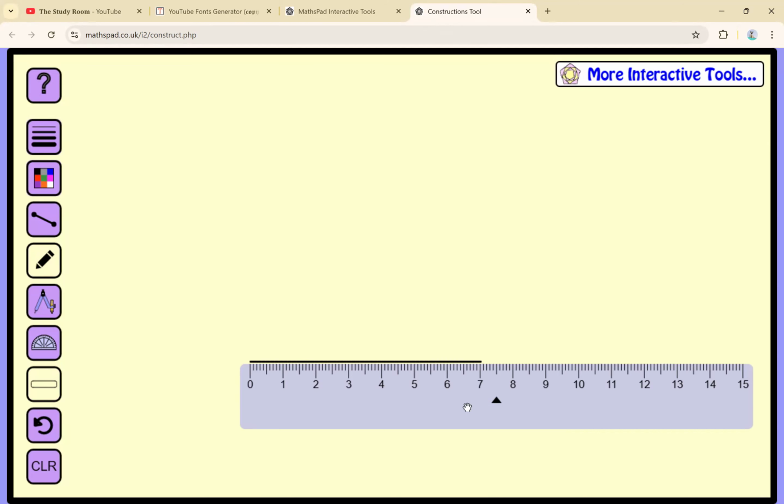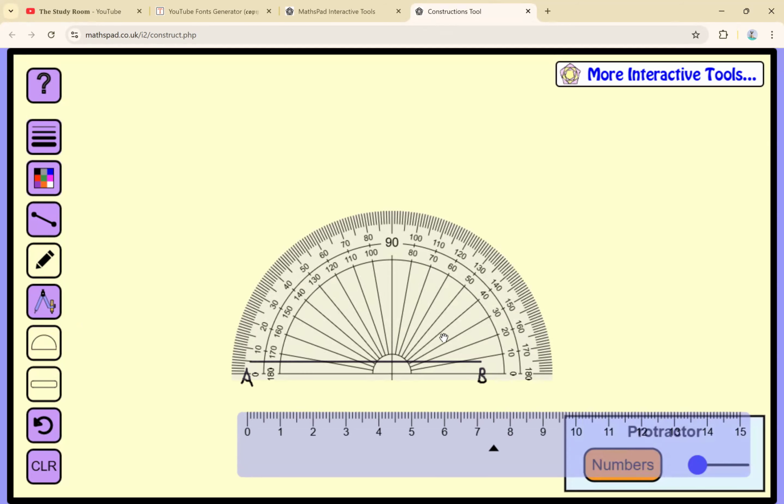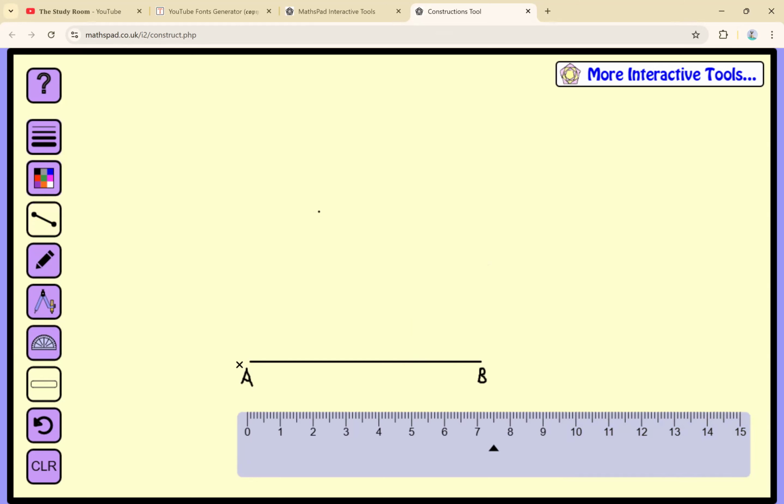So this line is 7 cm. Put that here. So this is A, B. Then BAD is 65. Put the protractor here, and mark a dot at 65. So 65 will be here. Then remove the protractor. Draw a very long line through it, like that.